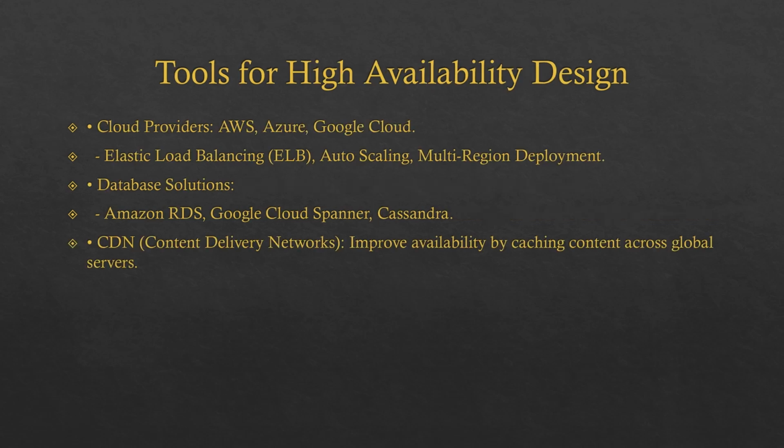To design highly available systems, there are several tools and technologies we can leverage. Cloud providers like AWS, Azure, and Google Cloud offer built-in availability features such as elastic load balancing, auto-scaling, and multi-region deployment. Database solutions like Amazon RDS, Google Cloud Spanner, and Cassandra ensure high availability and scalability. Content delivery networks (CDNs) improve availability by caching content across multiple global servers.